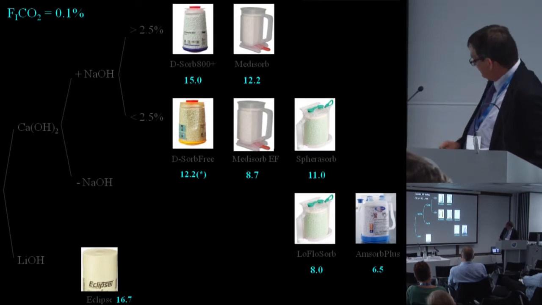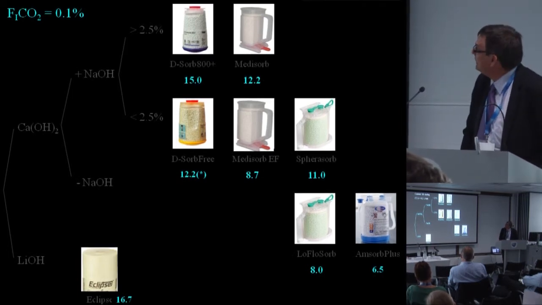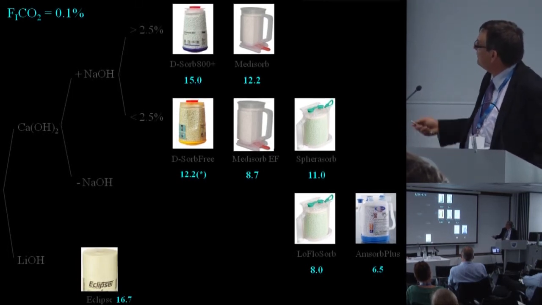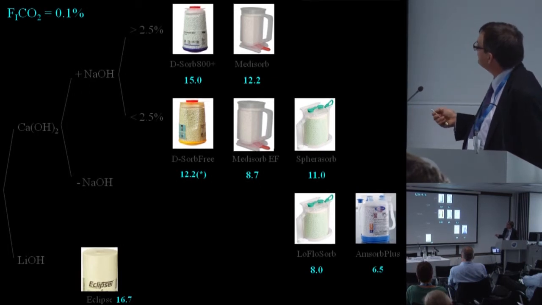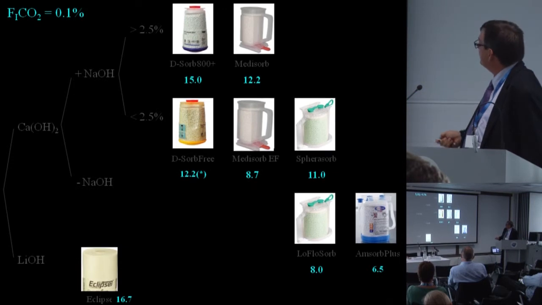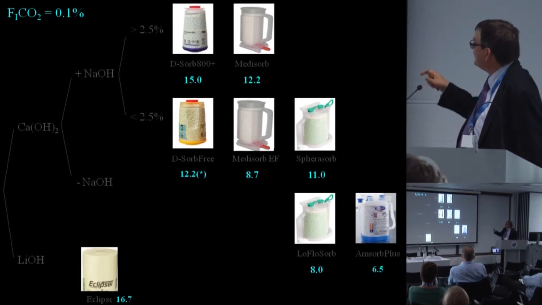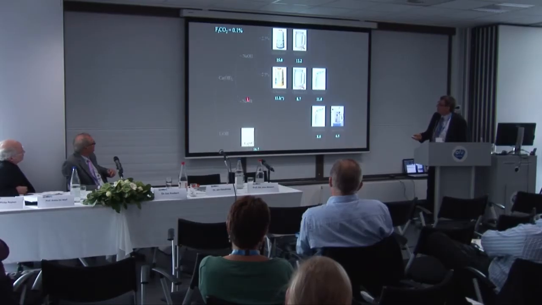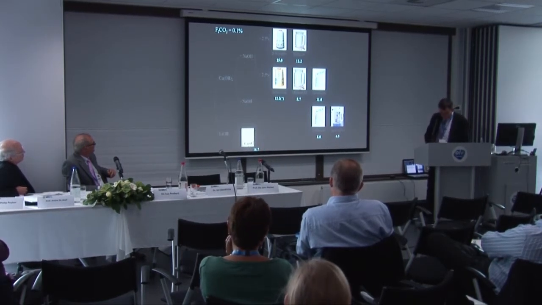So here's the canister life for the different canisters with an FiCO2 of 0.1%. You can see there is a difference. The less sodium they contain, the shorter the canister life. These are all the calcium hydroxide canisters. This is the lithium hydroxide canisters. And you can see this one is actually the longest lasting.